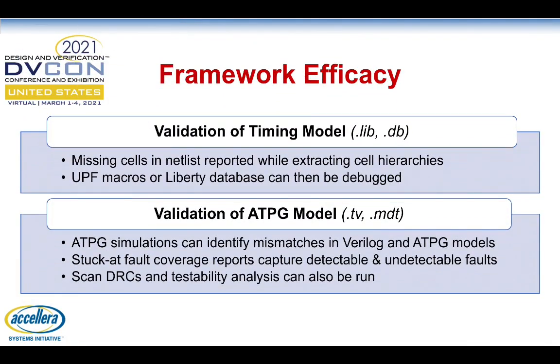The scripts that we developed for extracting cell hierarchies also report if any cells present in the cell info XLS have not been inferred in the netlist. This helps to validate the Liberty database, the timing model. The UPF models for those cells can be cross-checked and modified if there is a problem in that. In case the UPF settings are accurate, the Liberty database can be debugged to find the root cause for the absence of that particular cell instance in the netlist.